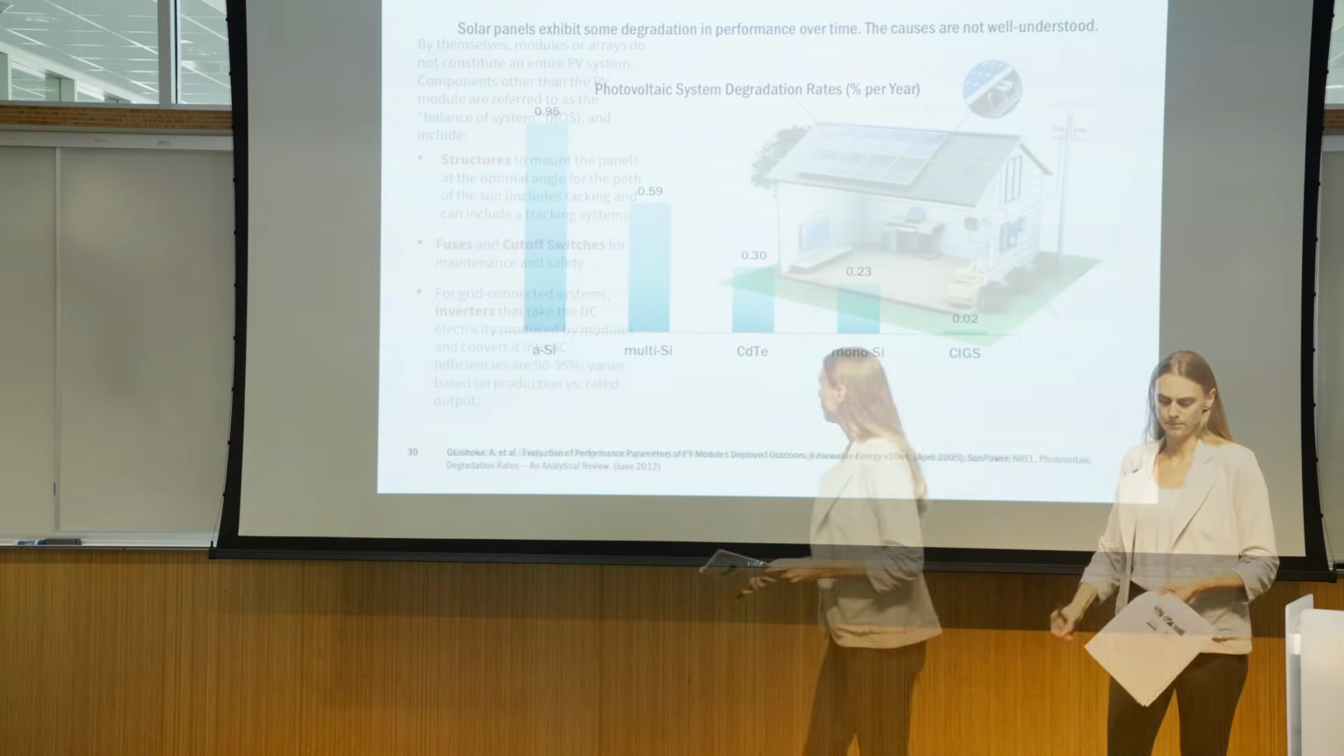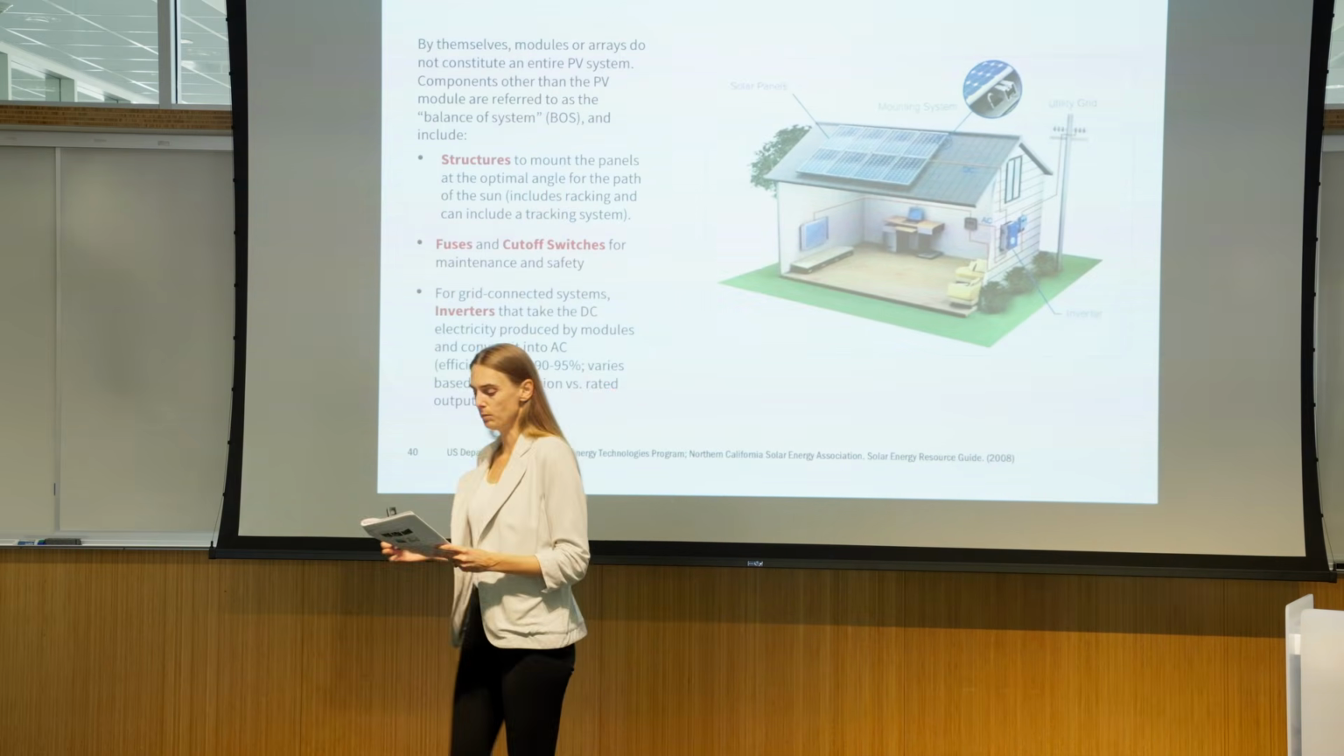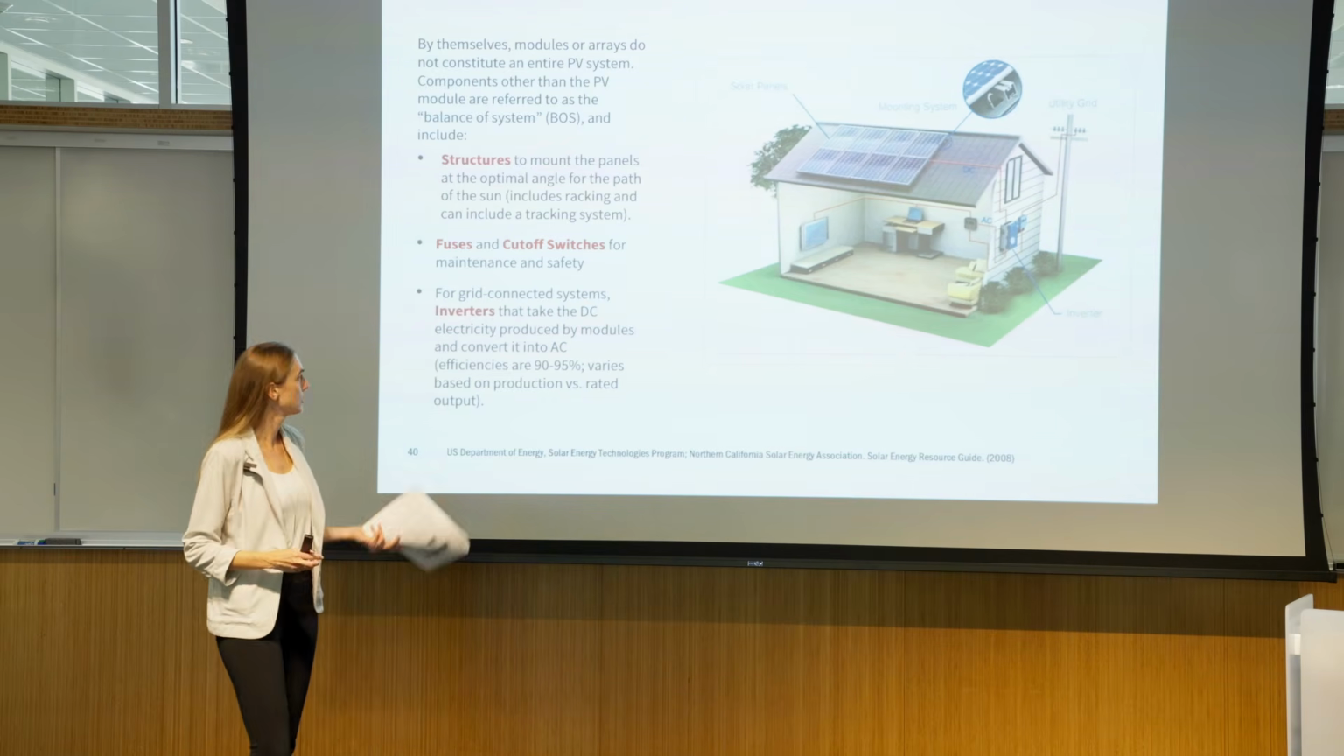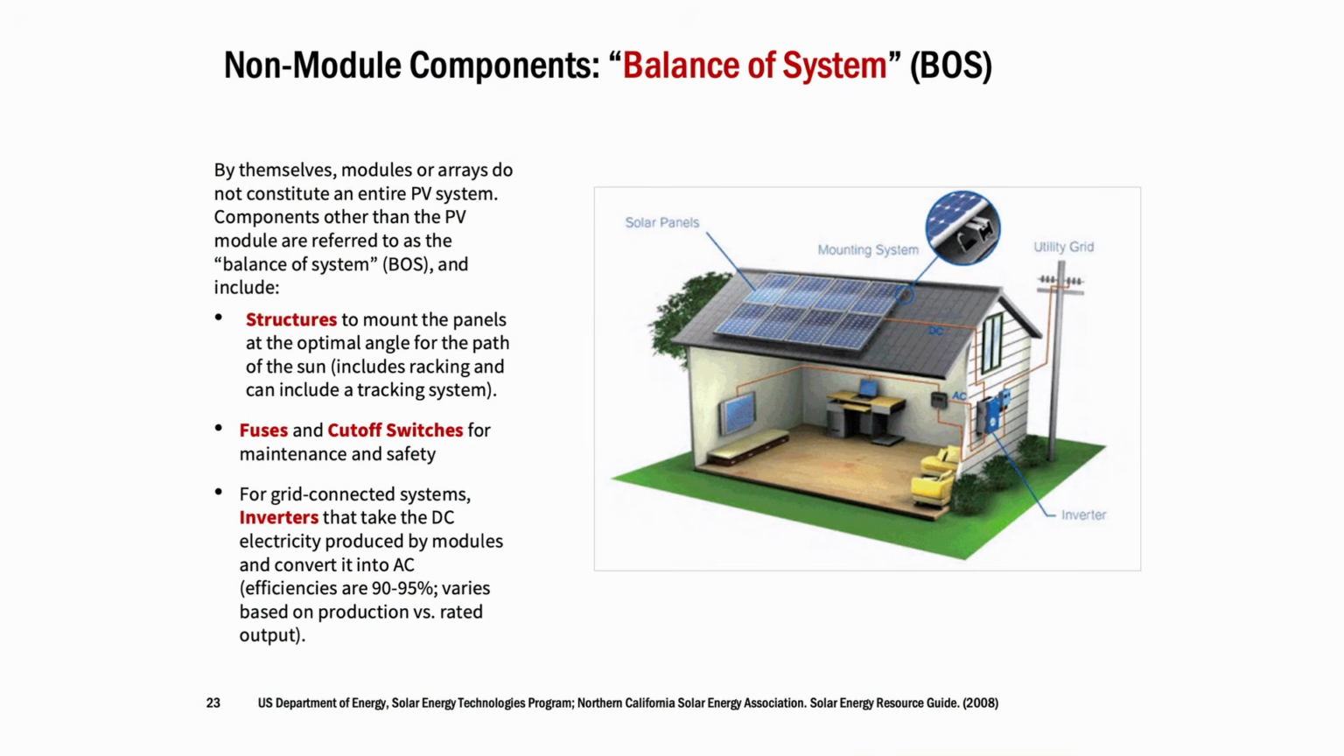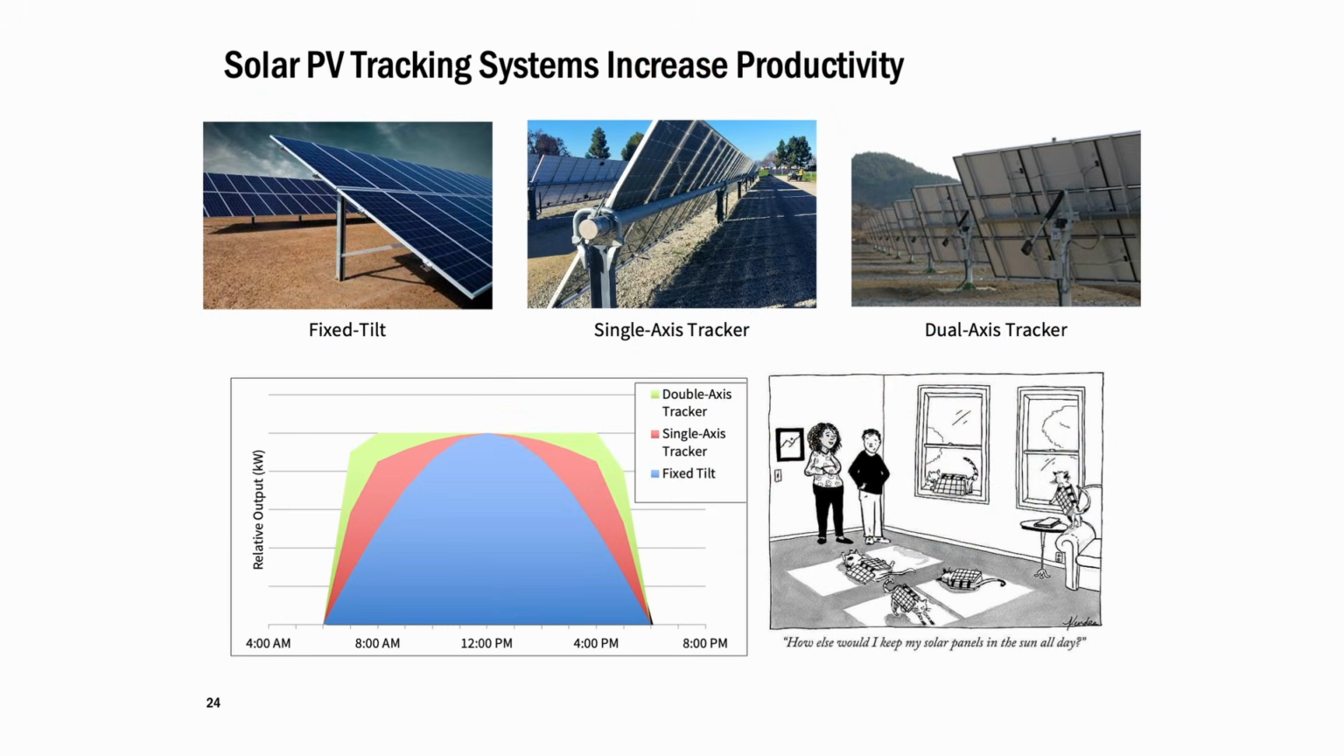Okay, so we talked about PV materials and panels, and in addition to the panels, there are what are called the balance of system components that include all the non-module components like the racking system, which is the structure that holds the panels. You've got your inverter and the fuses and the cutoff switches as well. In terms of the structure that holds your panels, you can have a few different types. Your structure could be fixed, so your panels are only facing one direction or one angle.